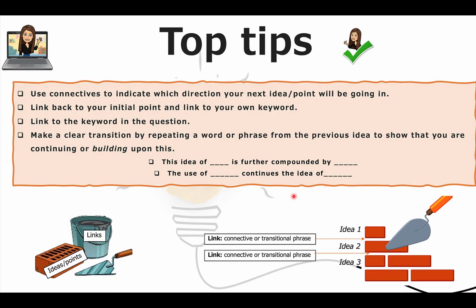So here are my top tips for you. Use connectives to indicate which direction your next idea or point is going to be going in. Link back to your initial point. Link back to your own keywords throughout. So if you notice there were so many different keywords that I was including and I wanted to reuse those or synonyms of them just to show that I was remaining on topic. Link to the keyword in the question, so make sure you're relevant to the question that you are answering.